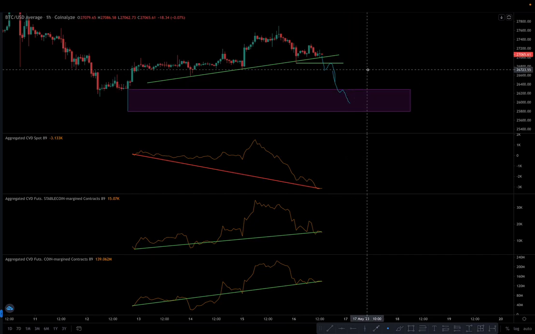Okay? So that's how you use it. Zoom in, find a specific period you want to analyze, and use that along with your other tools to add confluence to your trade. Very, very important.